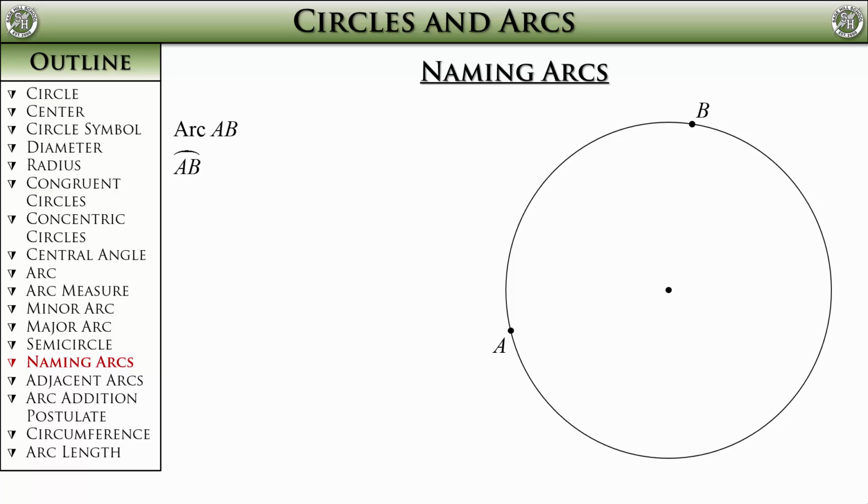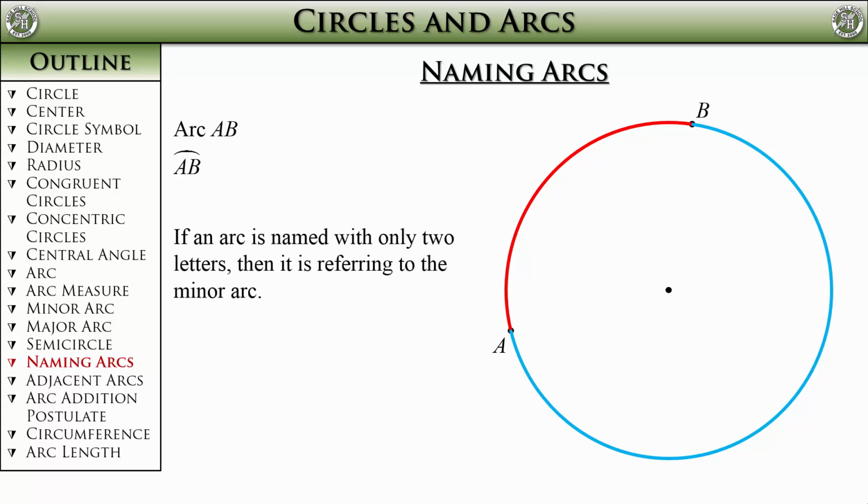The problem is arc AB could be referring to two possible arcs. There is a red minor arc on this side, or a blue major arc on this side. When I say arc AB, which one do I mean? What do you think? Do you think it's the red arc? Do you think it's the blue arc? Do you think you need to do something else so that we can differentiate which one we are talking about? Any guesses? If an arc is only named with two letters, then it is referring to the minor one. So in this case, we can get rid of the blue one. Arc AB is referring to the red minor arc.